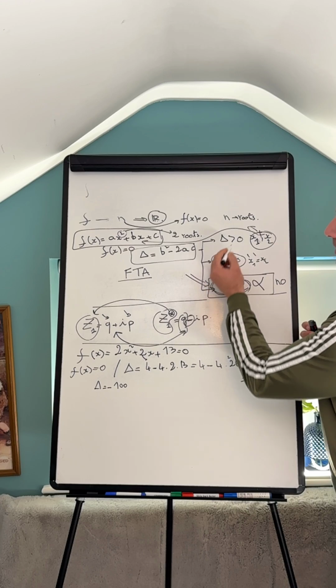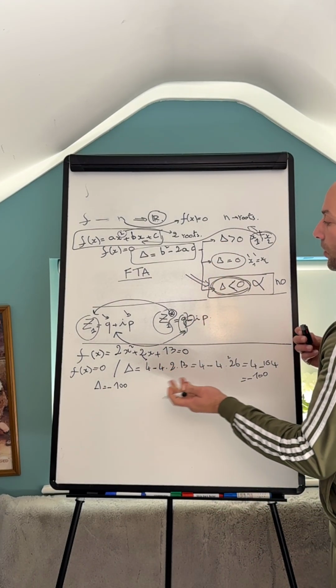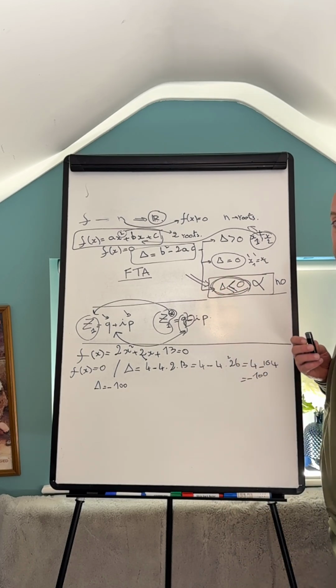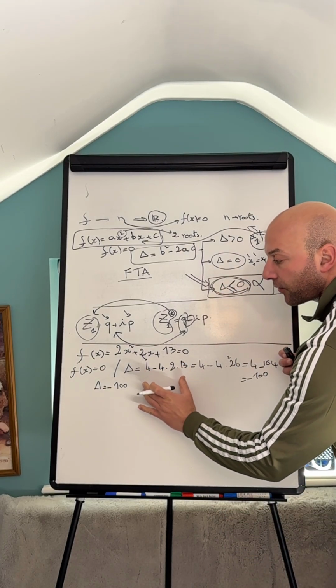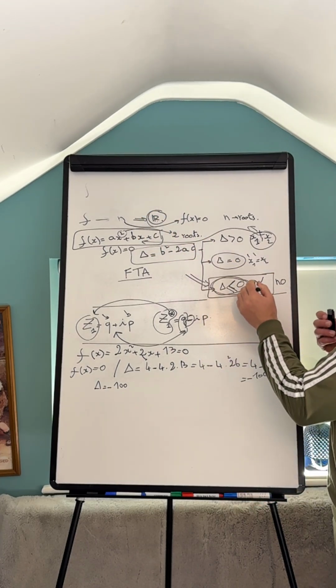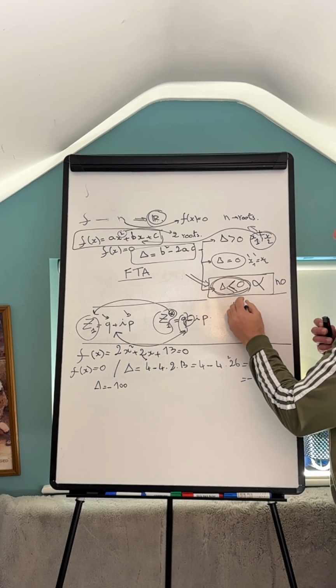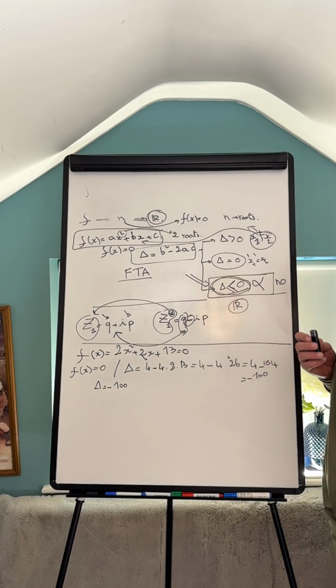Is delta positive here? No, because we got minus. If delta equals 0, definitely no, that's so obvious. But we've got delta negative. If we were solving this function in R, we would say straight away there is no solution for this function in R. But we are trying to find the roots in complex numbers.